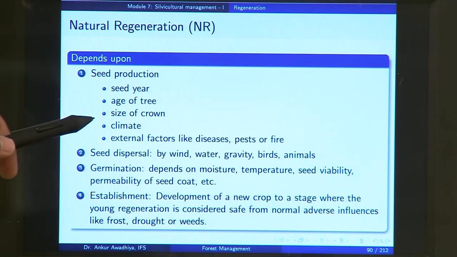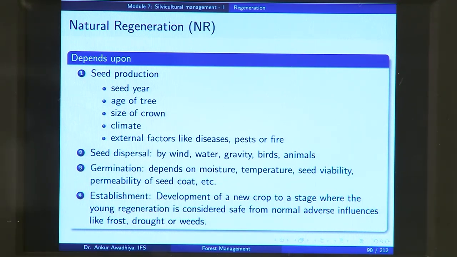It also depends on the climate. So, if there is a mismatch of the climate, if there is an extreme climate or extreme weather, then the seed production will be affected. It also depends on external factors like diseases, pests or fire.